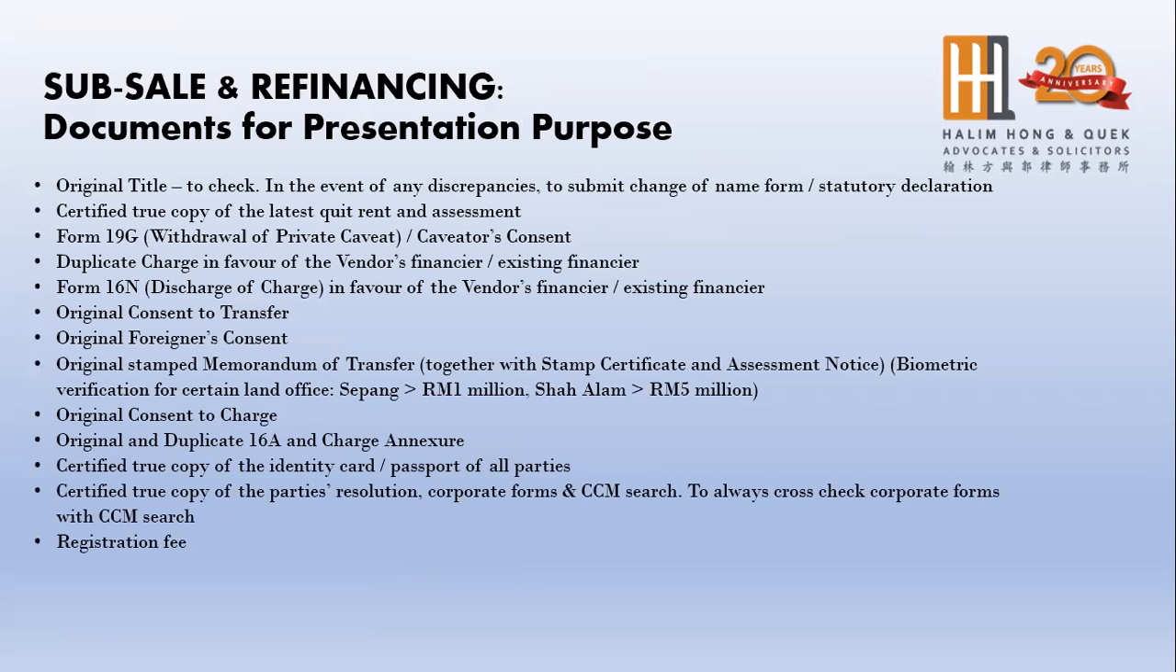Okay, this is documents for presentation purpose. So this is my sequence. Usually when I prepare presentation, this is my sequence. Original title, you always need to check the name of the proprietor, see whether their IC is in order. So if there's any discrepancy, you have to submit statutory declaration or change of name form. It depends what kind of discrepancy.